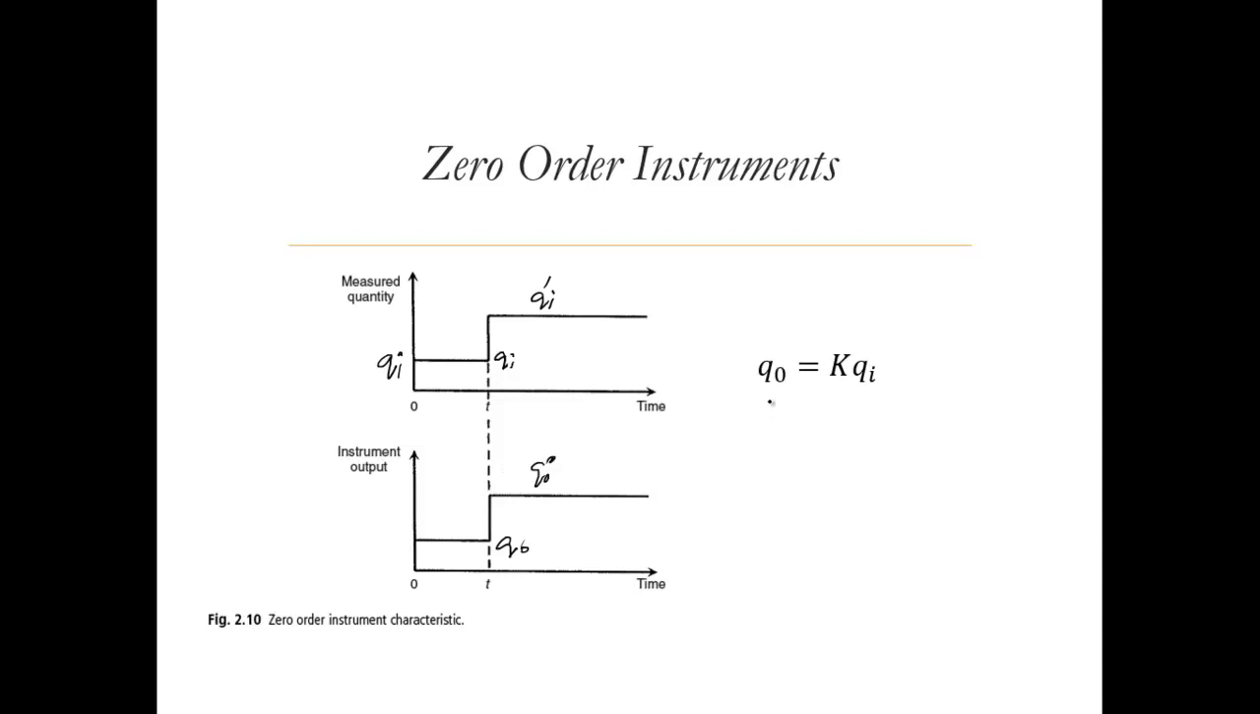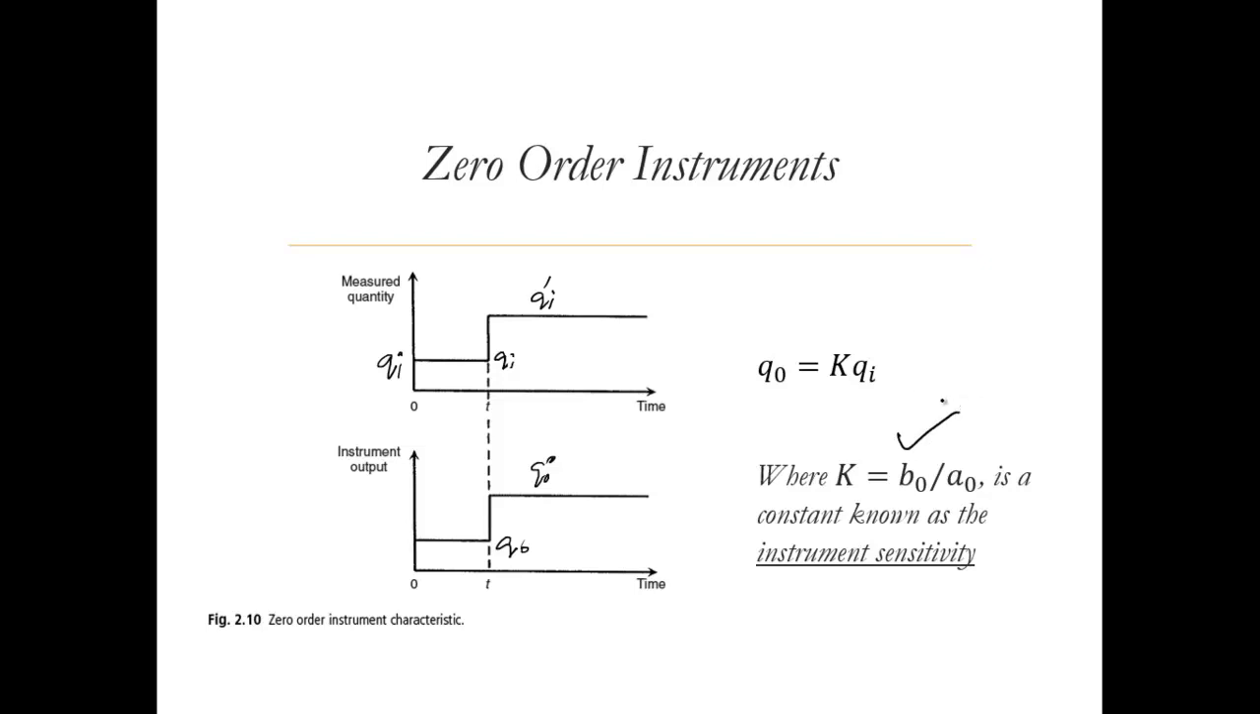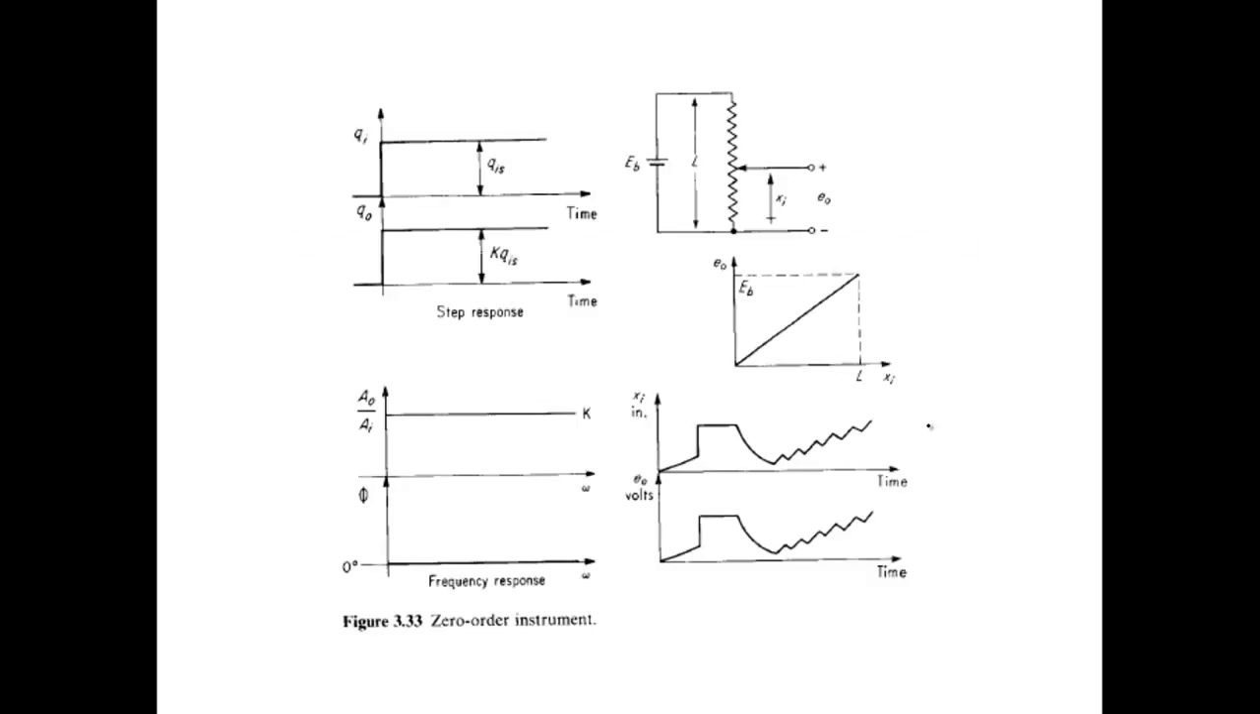So rather than saying a naught q naught is equal to b naught qi, we can write it this way, where capital K is b naught by a naught as per the definition of the zero order instruments. This is also known as the instrument sensitivity, which we have already discussed in the static characteristics. The instrument sensitivity is nothing but the slope of the input and the output. So this is very simple. In zero order instruments, the sensitivity is more of a static characteristic rather than a dynamic characteristic, because dynamics comes into play when we talk about first order and second order instruments.